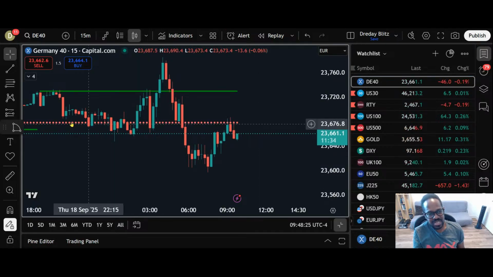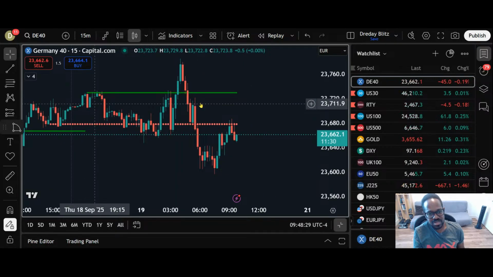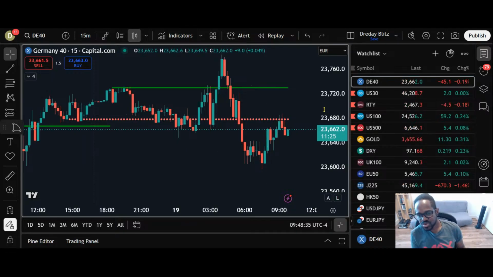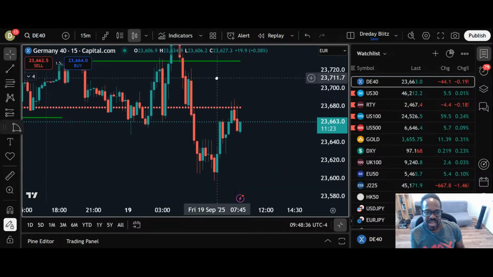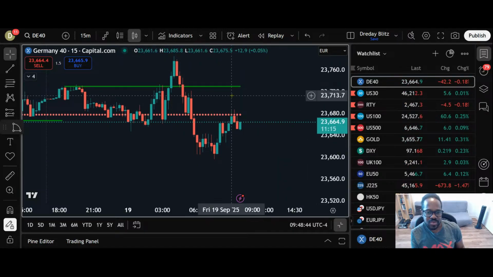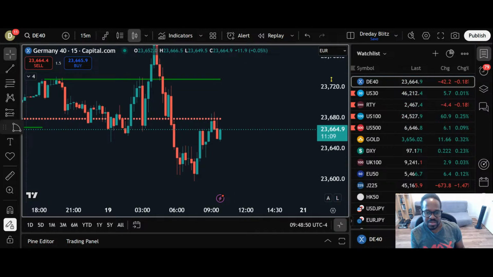And as you could see, this is a previous support zone, a previous resistance zone that switched to support. Price went towards it, tapped it, and started to go down. We did have the fib going down here, so that's another confirmation of a downtrend.